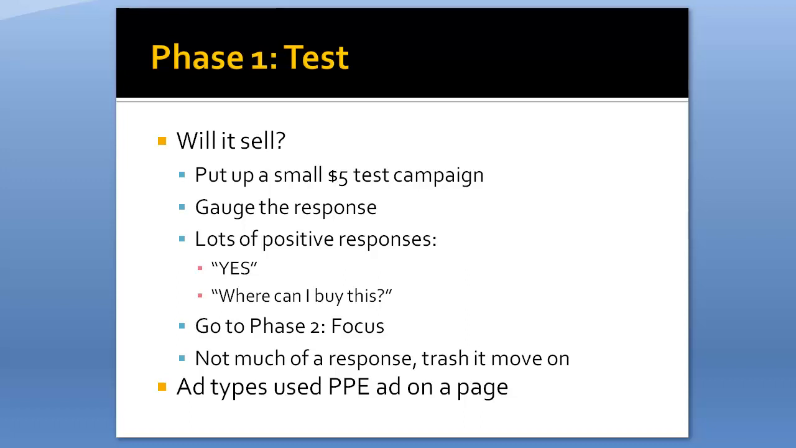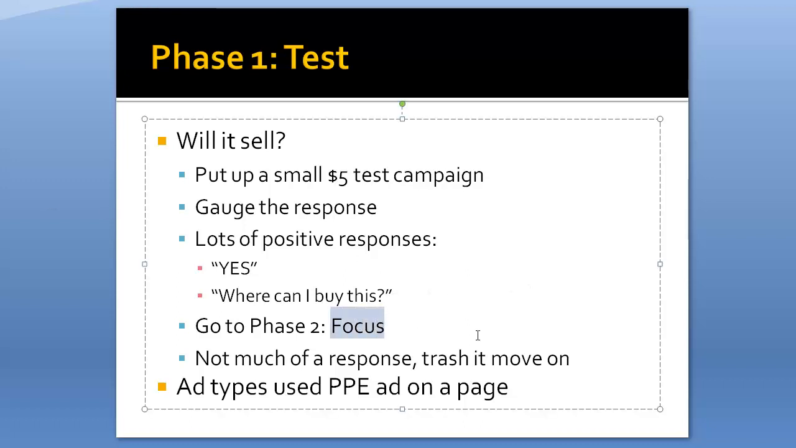So the responses come right on Facebook. So we can read the comments and we can see if people are saying, yeah, I'd buy this. Where can I buy this? Then those are positive responses. And the more we get, the better, because it indicates that, hey, this might be a keeper. This is worth going further with to phase 2. However, I made a mistake there. Phase 2 is growth. Don't know why I had focus there.